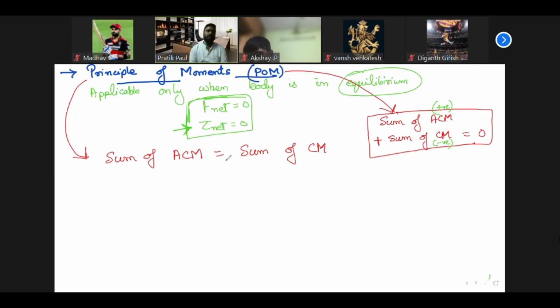Now, based on this, there are plenty of questions, and that's the most important part because at least 1 or 2 questions will definitely turn up on the principle of moments. Based on that, there are numericals. Apart from that, there is nothing else. So where you need to focus is only the numerical part.